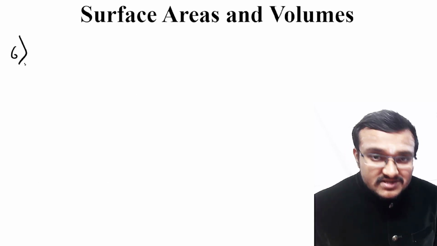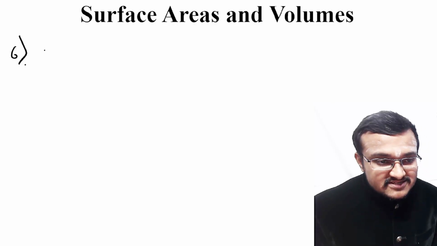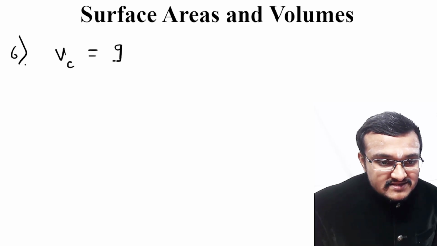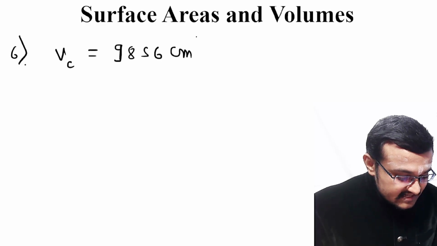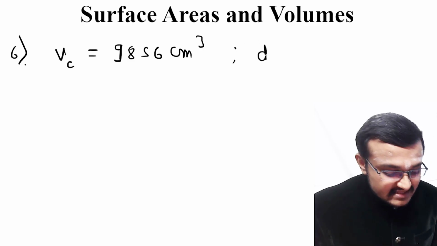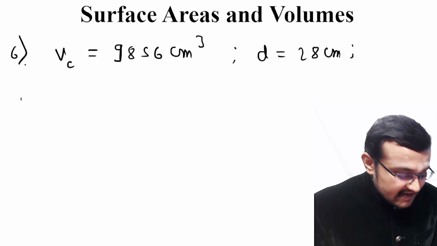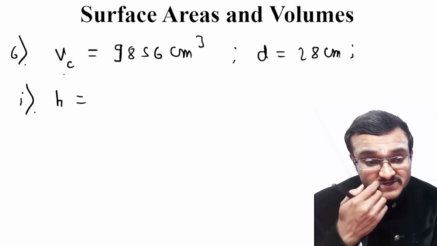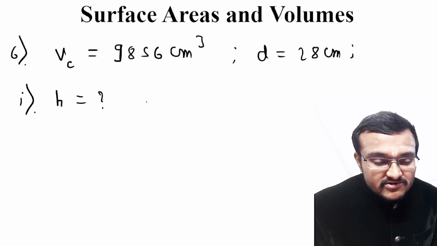Now we will move on to the sixth question. In the sixth question, they have given the volume of a particular right circular cone that is equal to 9856 centimeter cube, and the diameter they have given as 28 centimeter. Now you have to find out the height of this cone. So the first part of the sixth question, we have to find out the height.